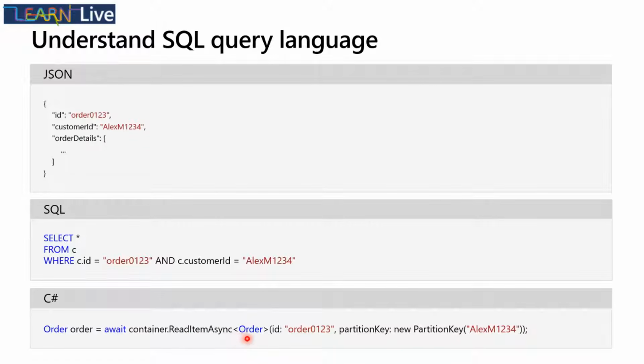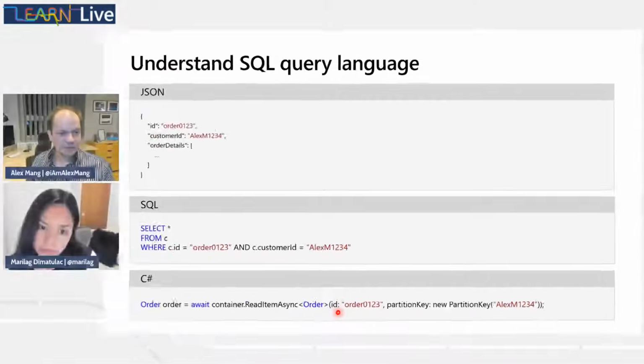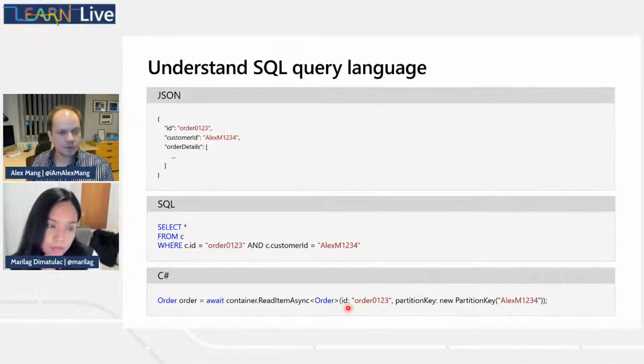We're going to pull, this is a generic method, an order object where the identifier of the document we're grabbing is going to be order 0123, and the partition key is going to be whatever partition key we initialize over here. And this effectively now turns a query into a point read operation, which can significantly reduce the RU.